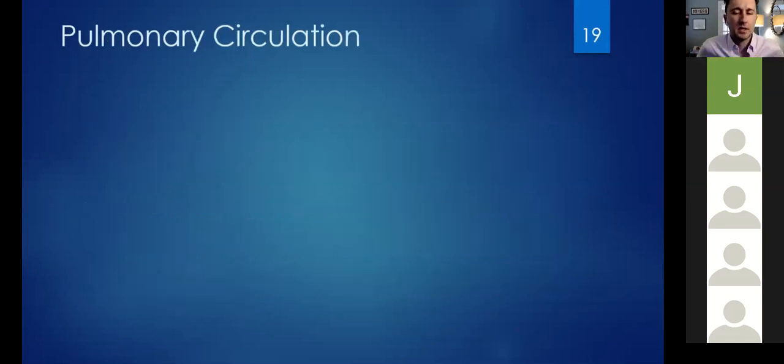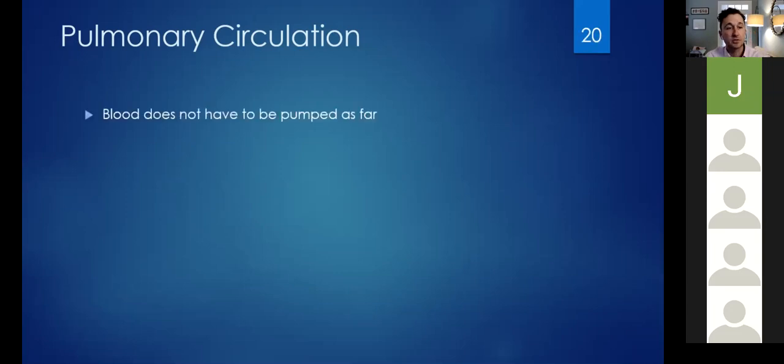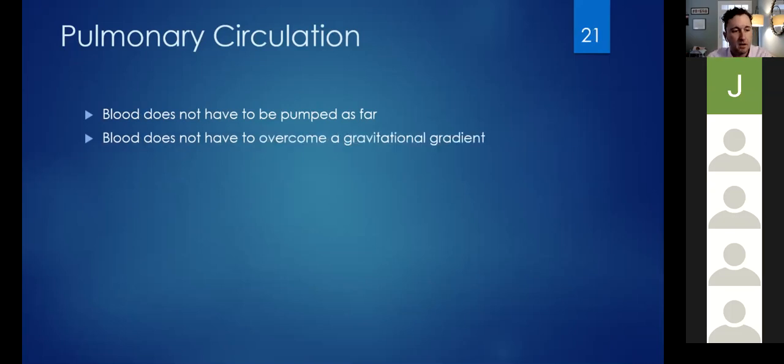So let's talk about a few other differences here that are somewhat unique. The pulmonary circulation functions a lot differently than our systemic circulation or the bronchial circulation. So first of all, it doesn't have to be pumped as far. The left side of the heart has to pump blood all the way to the head, all the way down to the feet. But in the lungs, the pulmonary system is really just traveling a matter of a few centimeters. So from the right ventricle into the lungs is a really short distance.